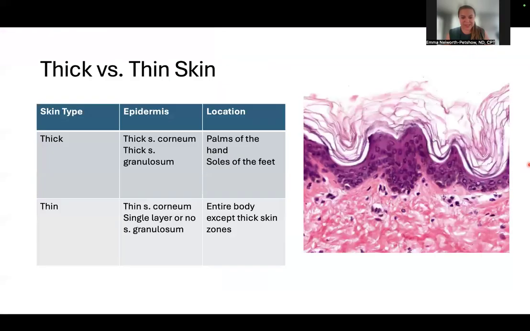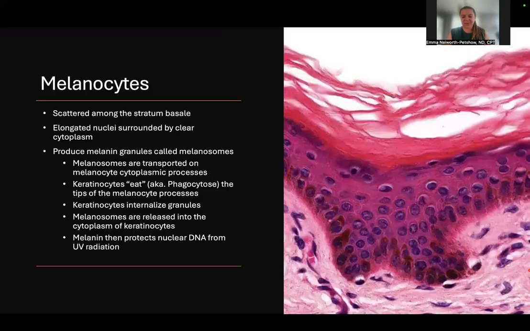If we look at thick versus thin skin, then our thick skin contains a thicker stratum corneum and granulosum. It's on places like palms of our hands, soles of our feet. It also contains a stratum lucidum layer. Our thin skin has a very thin stratum corneum and a single layer or almost no stratum granulosum, definitely no stratum lucidum. And this is the entire body except for areas of thick skin.